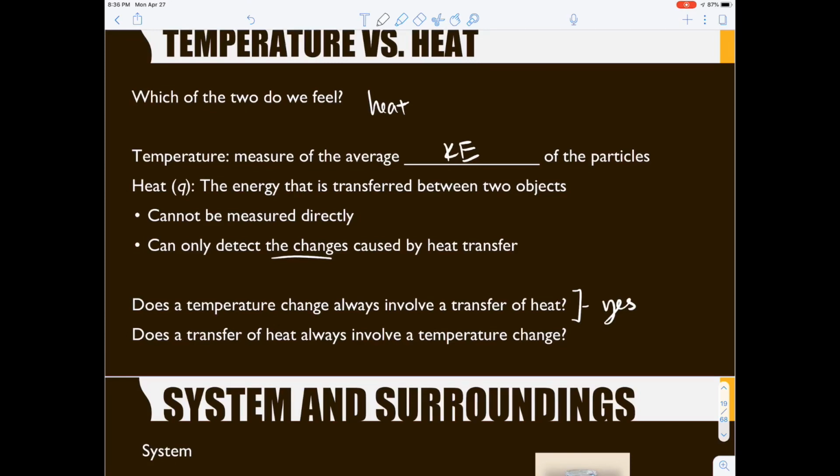Does a transfer of heat always involve a temperature change? So, in other words, Sonia, is it possible to transfer heat to something and not change its temperature? Sorry, I phrased that weirdly. No, it does not always involve a temperature change because you could cause a phase change with heat, or you could cause a reaction to happen that would not change the temperature.